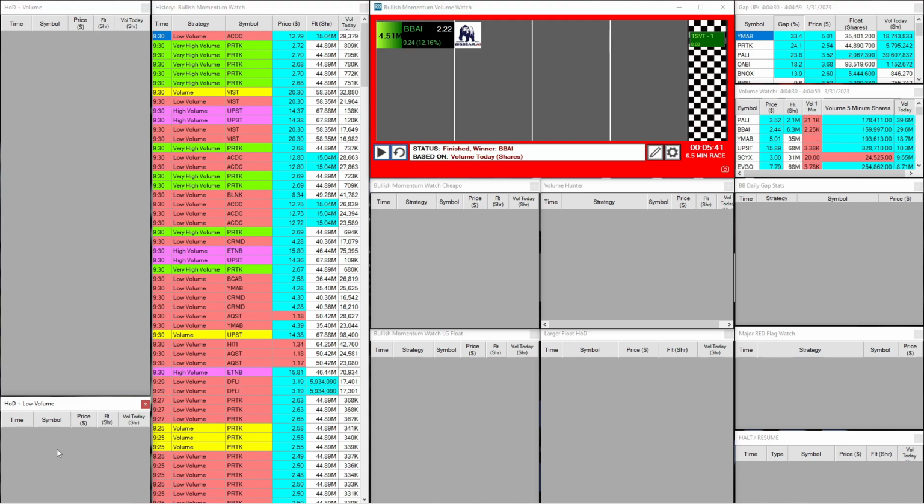So if it's going to have the volume that I need to take the trade, generally it's going to be on this scanner, and it's going to start making new highs on this scanner up above. But below it, we have the low volume plus highs.